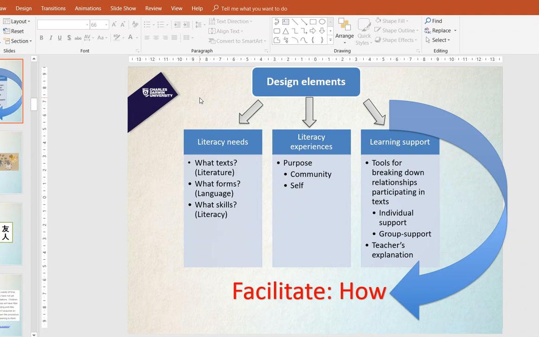We need to have also other resources, including people coming from outside. So that's another resource in the classroom.